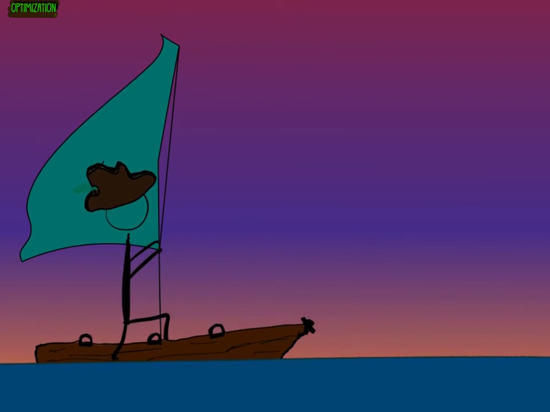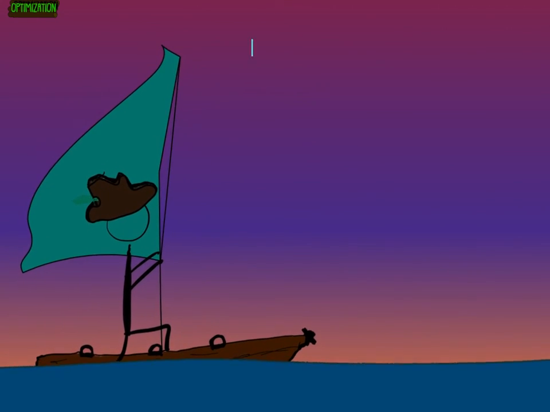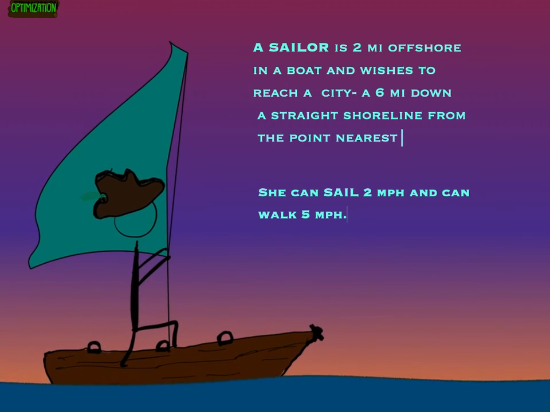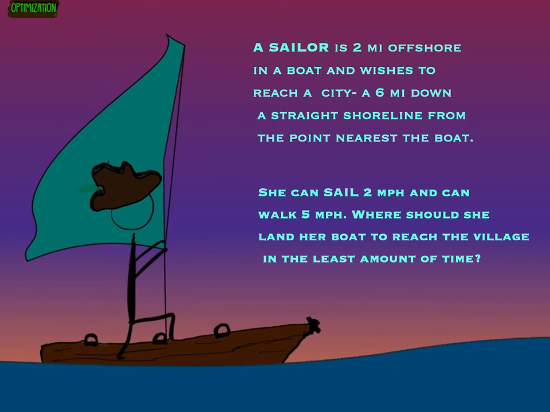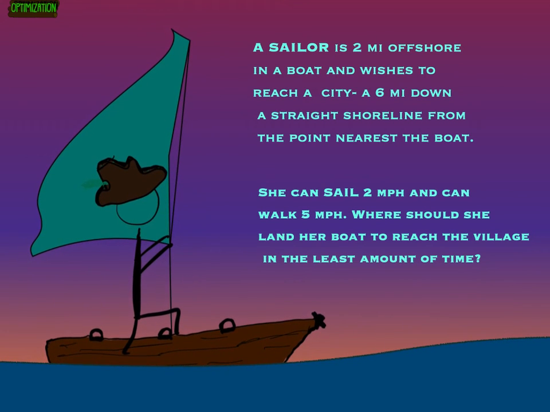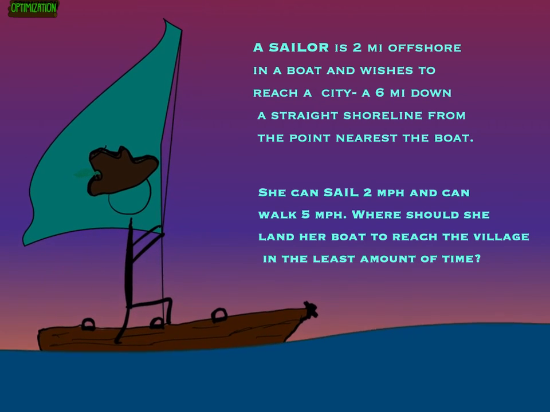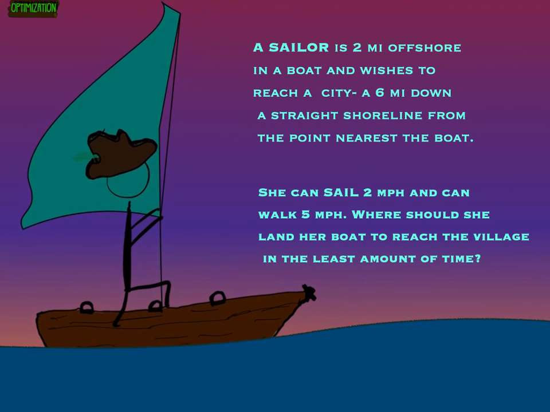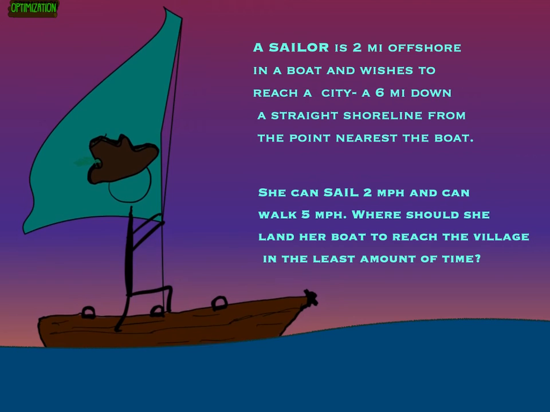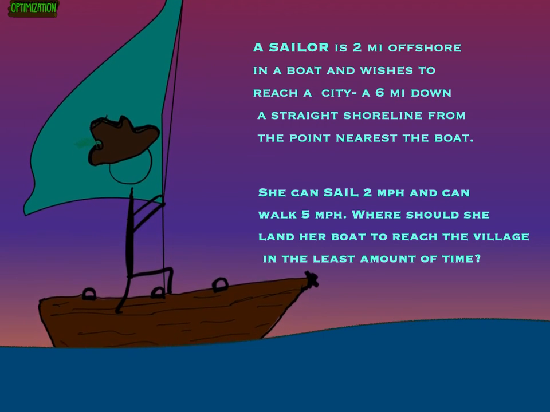So a sailor is 2 miles offshore in a boat and wishes to reach a city 6 miles down a straight shoreline from a point nearest the boat. She can sail at 2 miles per hour and can walk 5 miles per hour. Where should she land her boat to reach the village in the least amount of time?